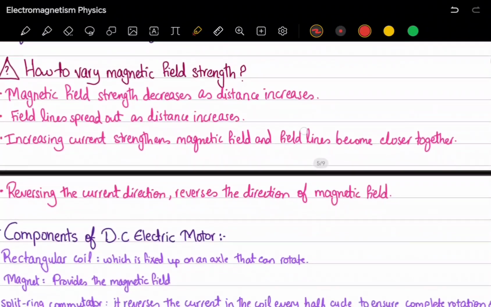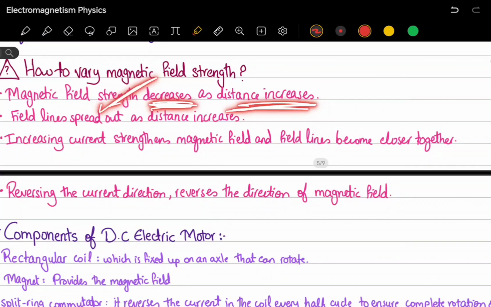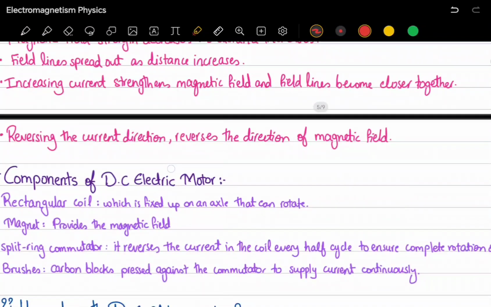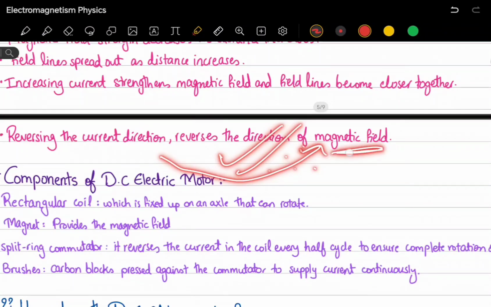How to vary the magnetic field strength. Always remember that the magnetic field strength is going to decrease as the distance increases, and the field lines will spread out as the distance increases. Increasing the current strengthens the magnetic field, and the field lines will become closer together. When you reverse the current direction, it only reverses the direction of the magnetic field, but the strength is going to remain the same. You need to keep that in mind: only the direction of the magnetic field is reversed, but the strength will be the same.